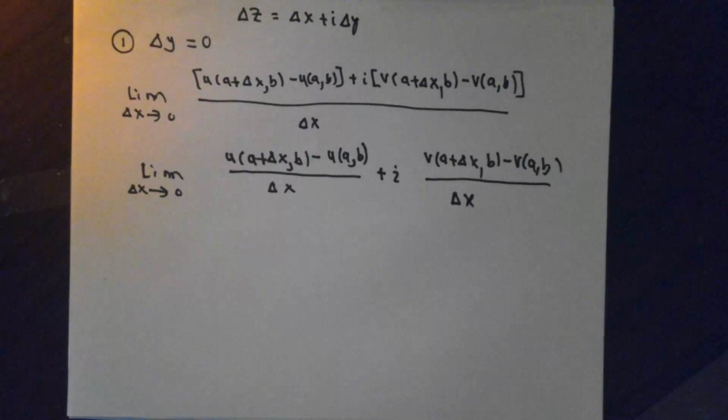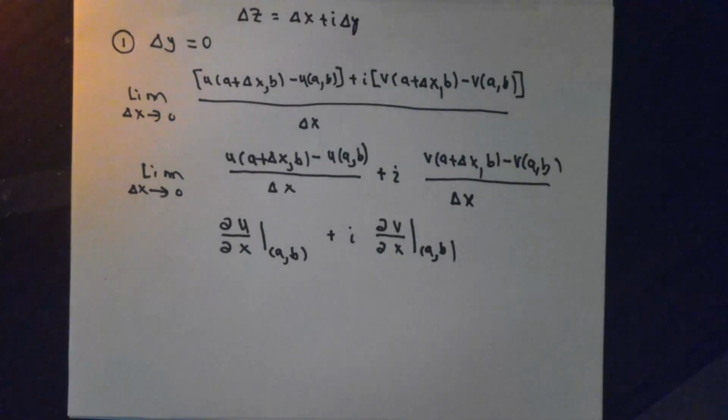If I rearrange what happens when delta y is 0, I end up with the limit as delta x tends to 0 of this real quantity plus i times that real quantity. We are examining the situation where f is differentiable. This limit has to exist. That means the limit of the real part and the limit of the other part must exist. If f is differentiable, the derivative must equal this quantity.